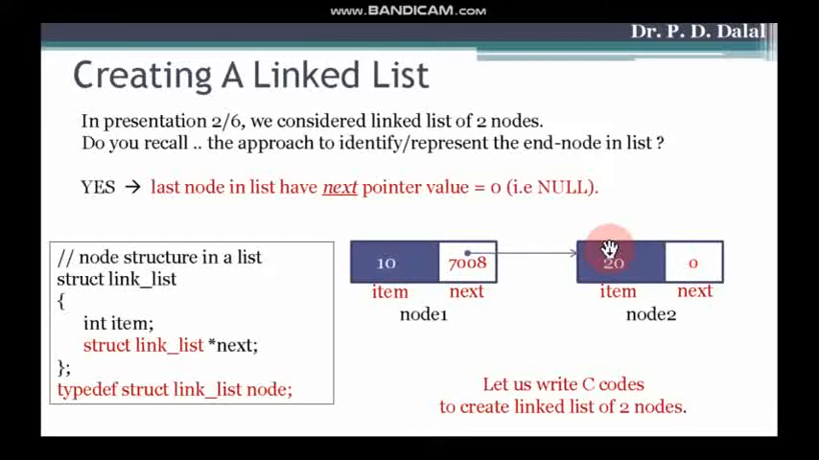So now let us write C code or C statements to create a linked list of a total of 2 nodes. Before that, let us see how we will represent our linked list. For that we are using a structure linked list. In that we have a data part, that is integer item, and struct linked list pointer next. This is the definition of struct linked list. So remember this. We are going to use this for our next programs and next discussions.